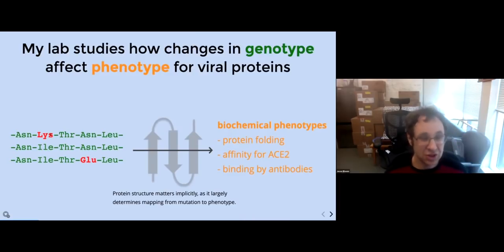So we're interested in the general problem where you might have a viral protein and you might want to make some changes to this genotype of this protein. So for instance, amino acid substitutions. And then you might want to know how those substitutions affect the biochemical phenotypes of that protein that we think might be relevant for its function or for fitness in nature.